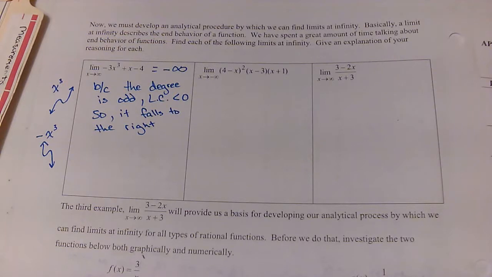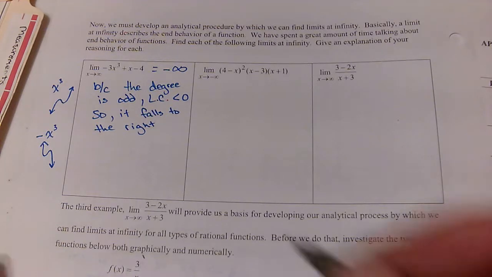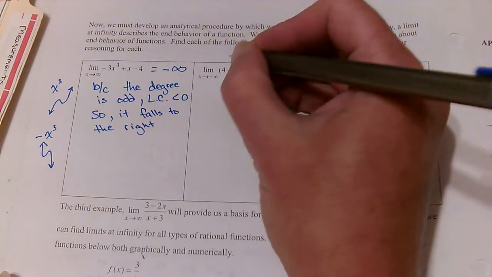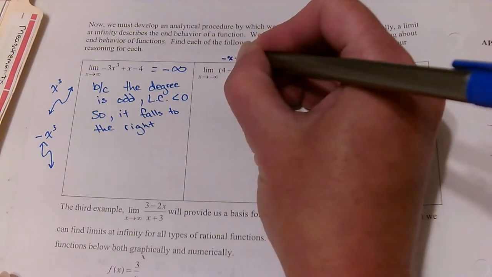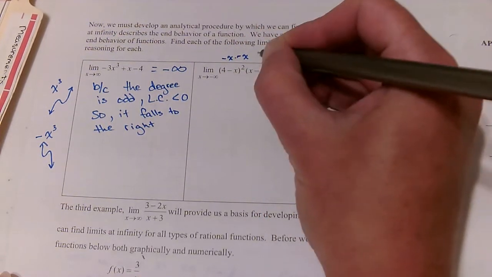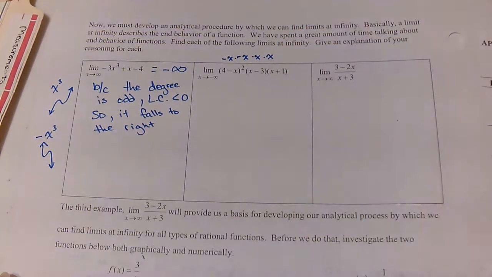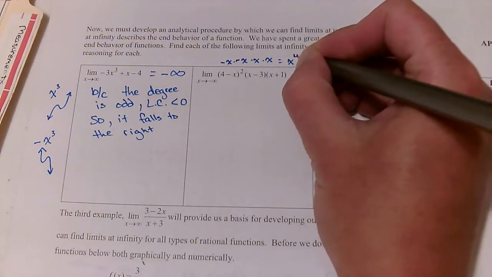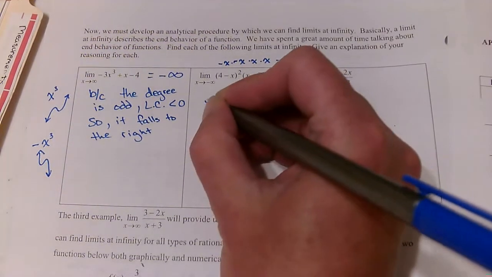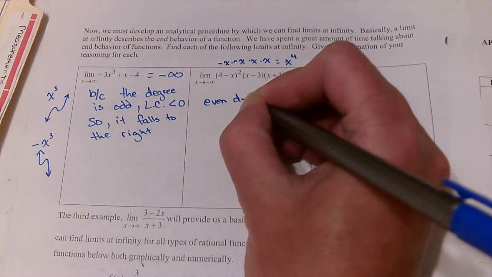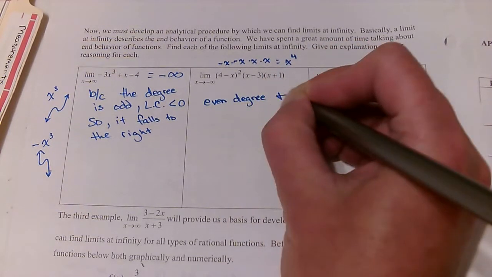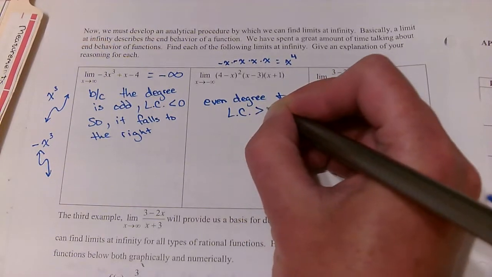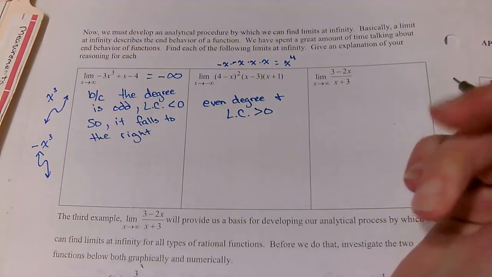The next one, how could we look at that one since it's not multiplied all out? Well, we can still figure out the degree. So we have a negative x, but it's being squared, so that's a negative x and another negative x. This is a positive x times a positive x. If I multiplied all that together, I'd get an x to the 4th. So I've got an even degree, and the leading coefficient would be positive if I multiplied everything out.